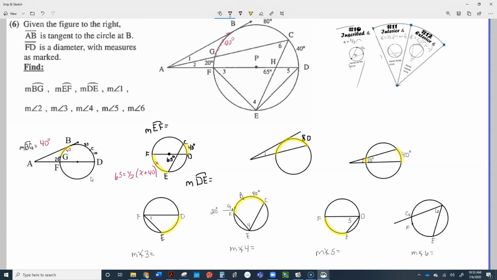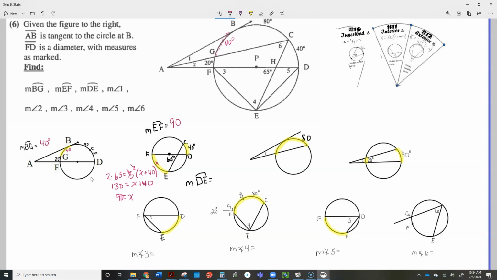And then the other arc is 40. Okay, so I know that if I have this angle plus 40 and I take half of it, I get 65. This is just an algebra problem. I'm going to start by getting rid of that 1/2. So I'll multiply both sides by 2, and 65 times 2, I believe, is 130. So 130 should be what I get when I add 40 and arc FE together. So subtract 40 from both sides, and that looks like FE right there is 90 degrees.